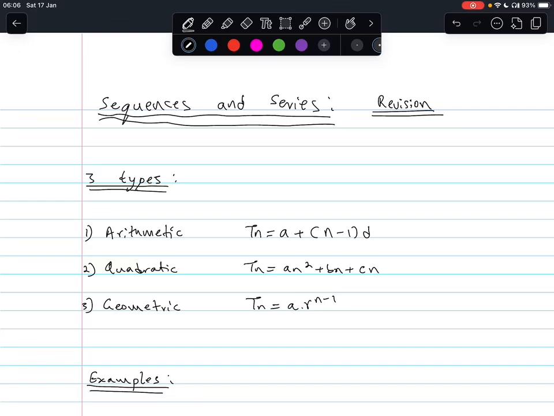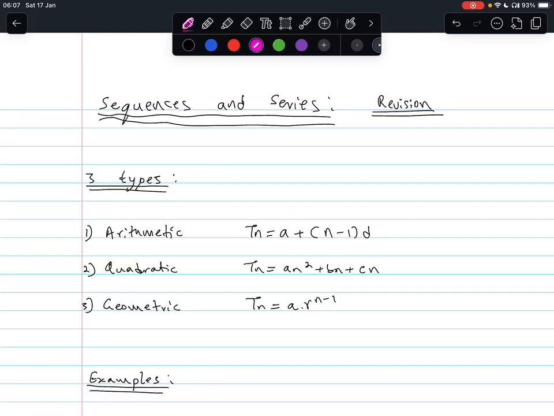So let's take a look at sequences and series revision for grade 12. This is also grade 11 content. We've got three types of series: the arithmetic series, the quadratic series, and the geometric sequences, with their respective general formulas.